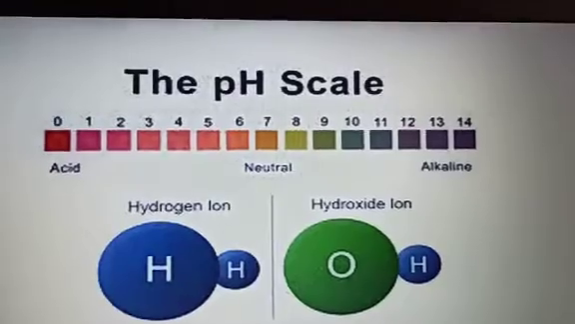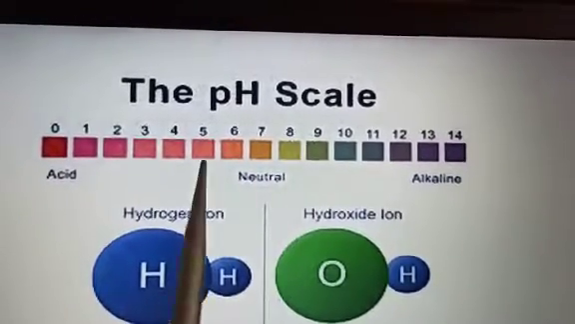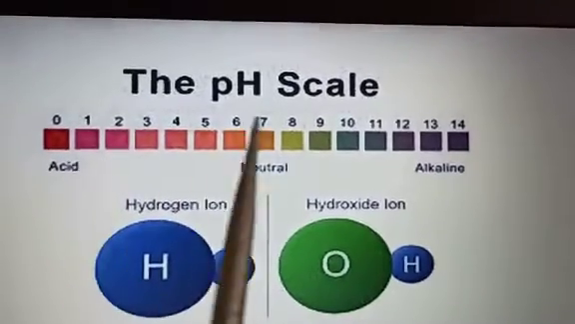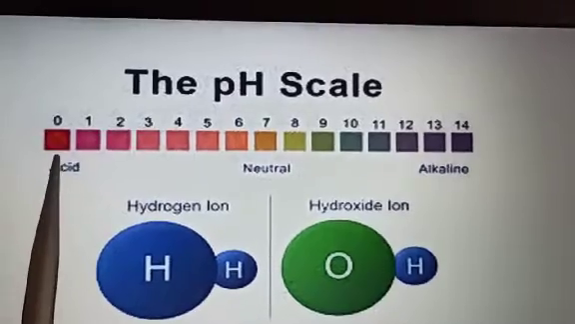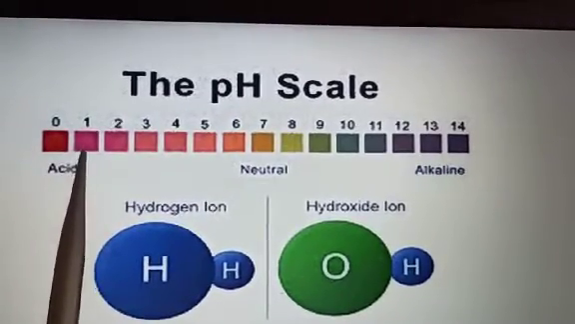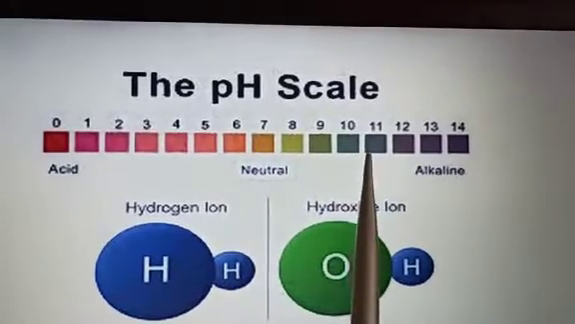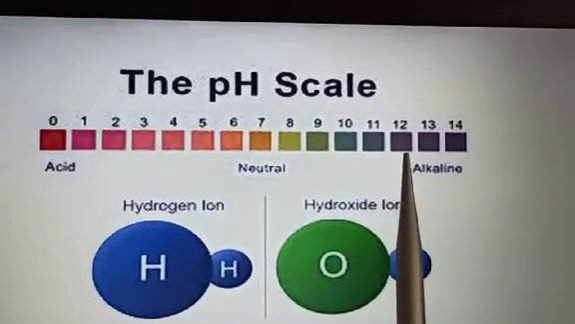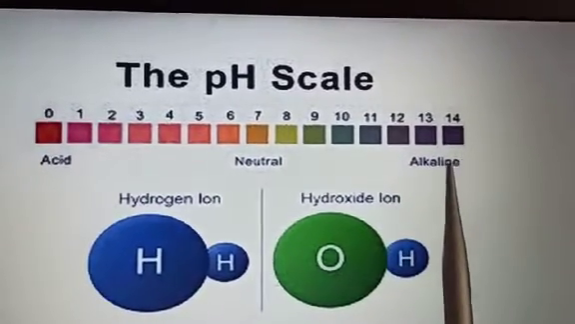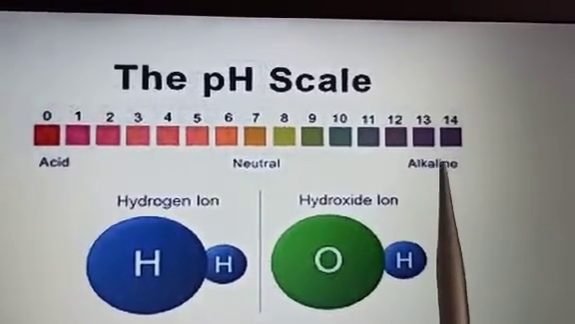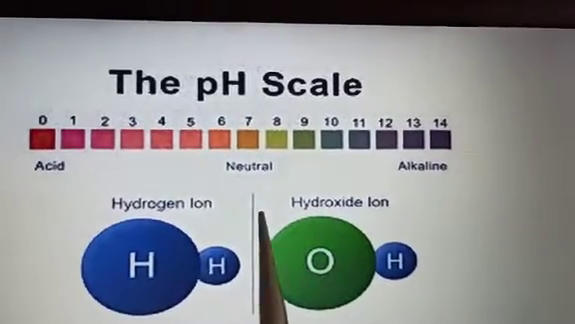This is the pH scale. You can see the colors indicated on this pH scale from 0 to 14. It starts from red at 0, and then it fades and changes to orange, then yellow, then green, then greenish blue, right? And in this way, then blue and then indigo. At 13 it is indigo, and then at 14 it is violet.